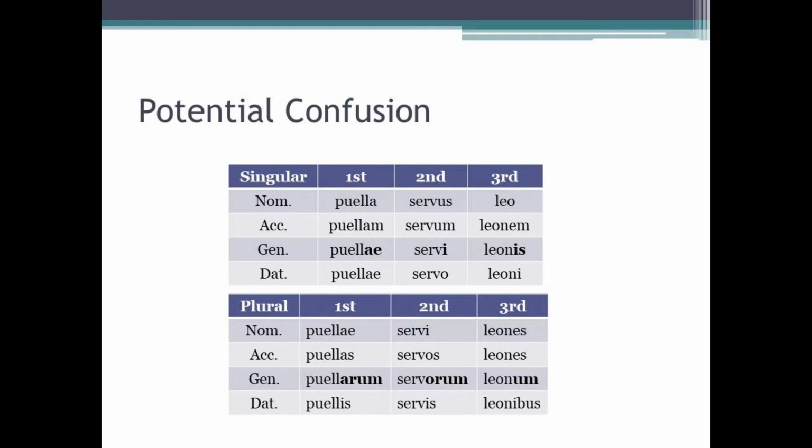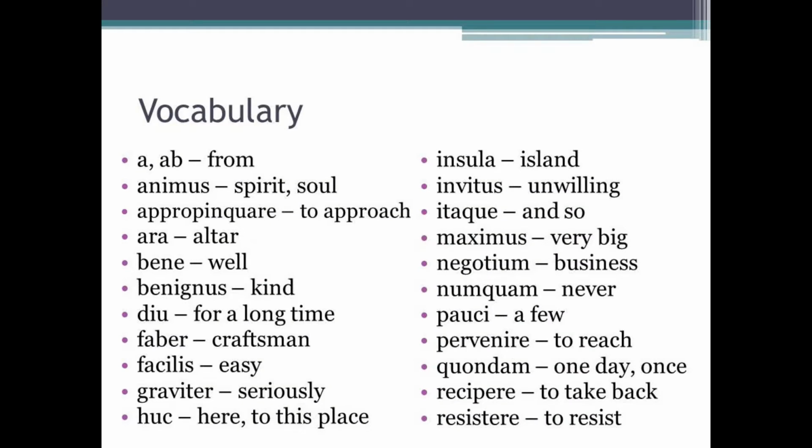So puellae can be translated as of the girl, to or for the girl, or the girls. So the only real way of distinguishing which one is the correct form in a sentence is to simply use context. Now let's have a look at some more vocabulary.